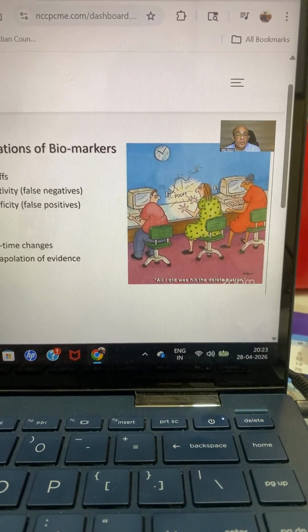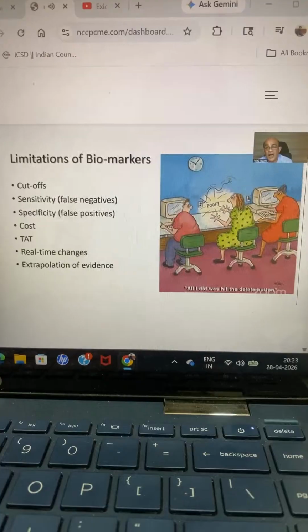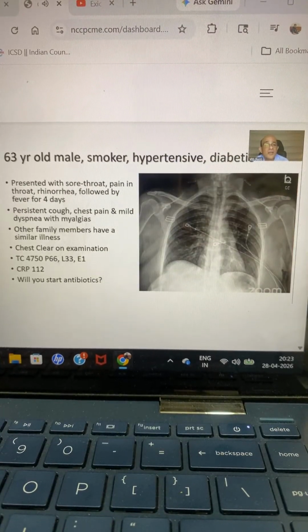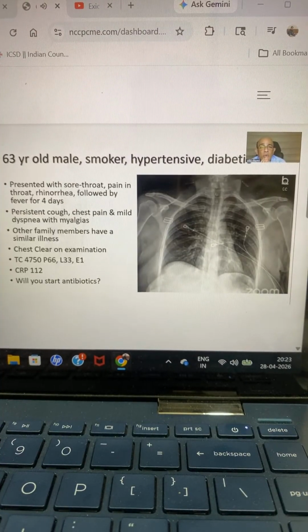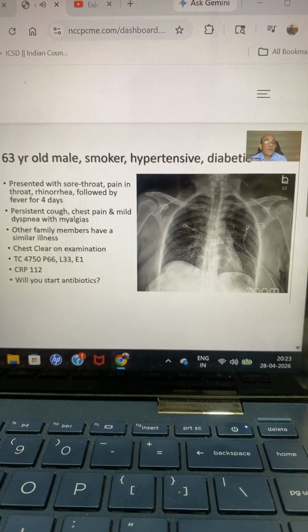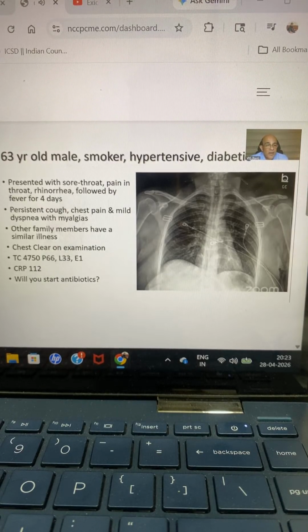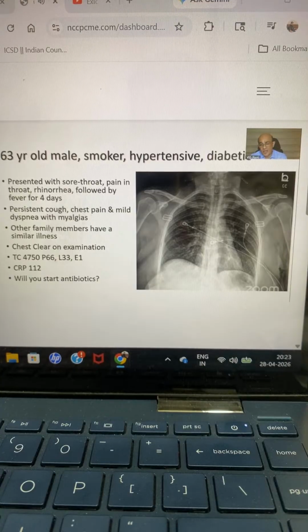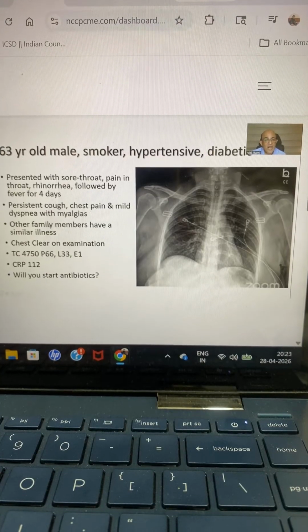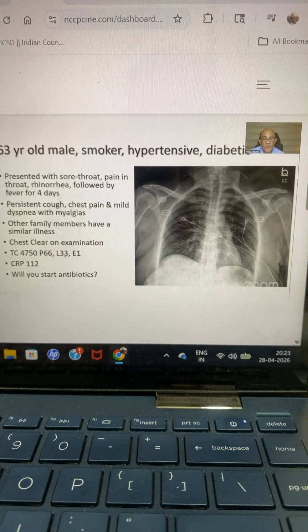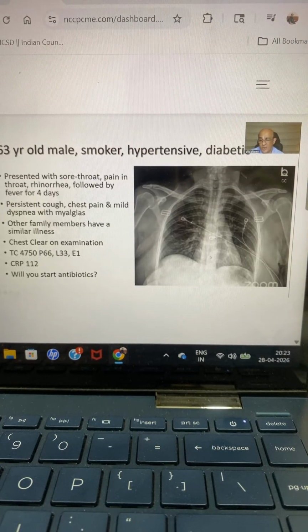So with that, I am going to briefly describe 4 or 5 scenarios so that we can understand better how to interpret the biomarkers. The first case is a 63-year-old male, a smoker, hypertensive, and diabetic, who presented with a sore throat, pain in the throat, rhinorrhea, followed by fever for 4 days. He has a persistent cough. He has chest pain, mild dyspnea with myalgia. Other family members have a similar illness. The chest is clear on examination, the counts are normal, and this is the X-ray.